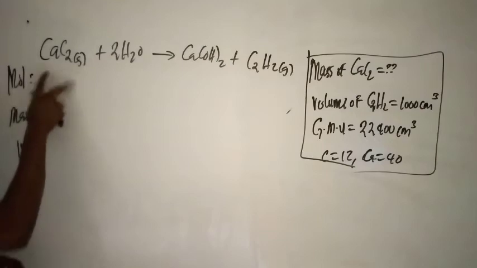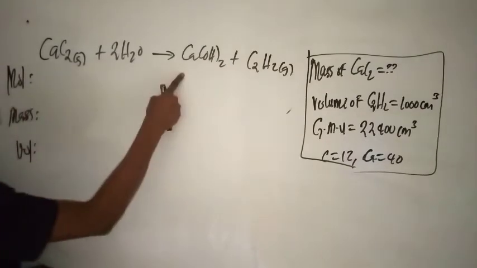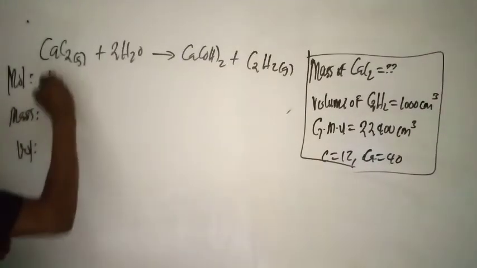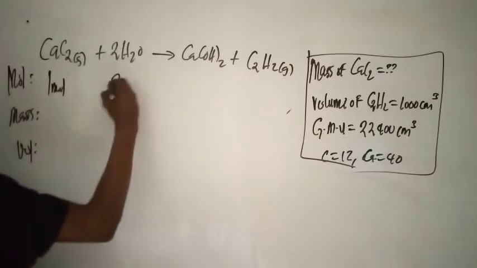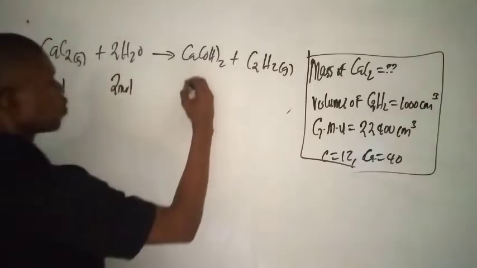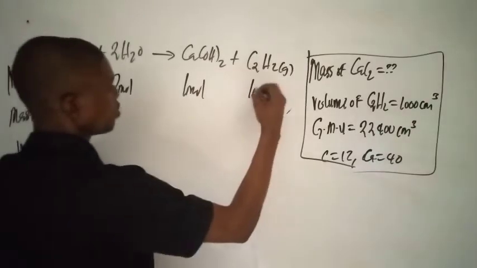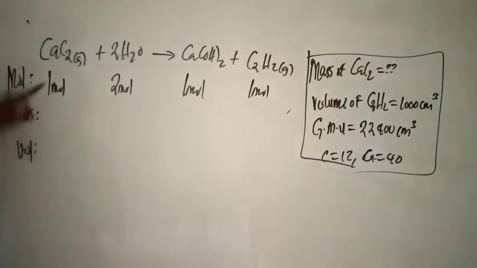So how many moles do we have here? We have 1 mole, 2 moles, 1 mole, 1 mole. So here we have 1 mole, here 2 moles, here 1 mole, and here 1 mole.